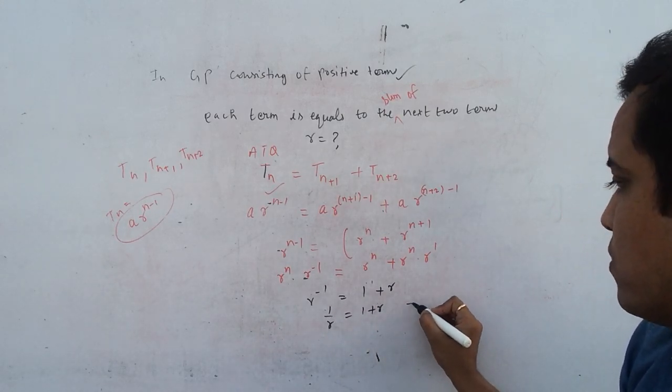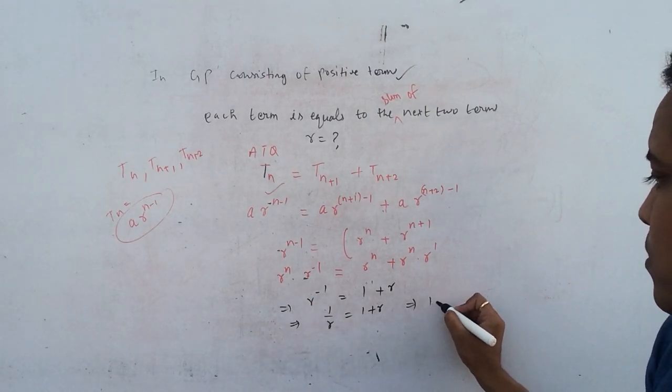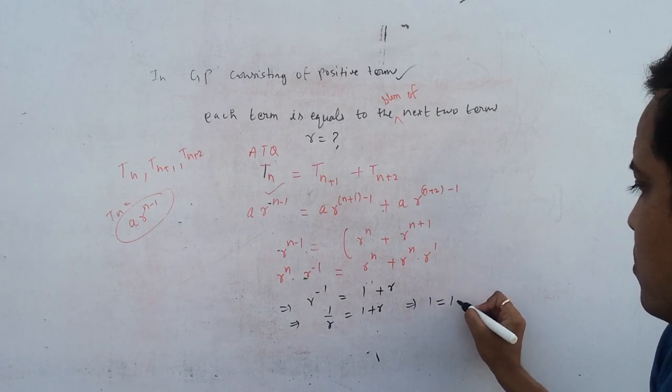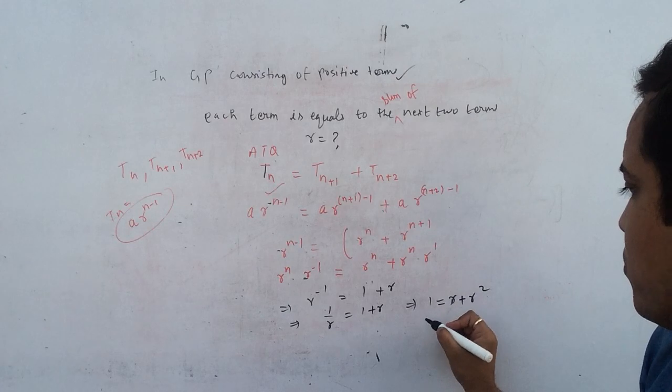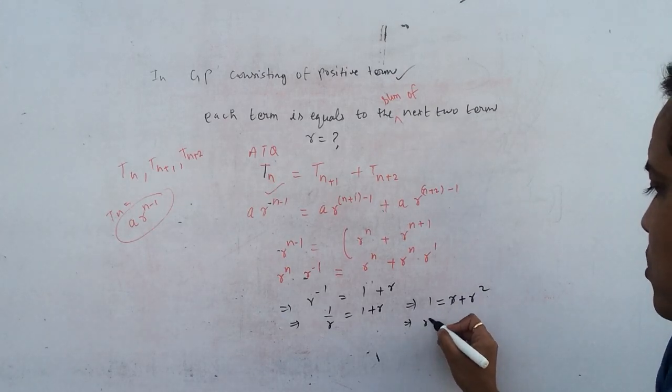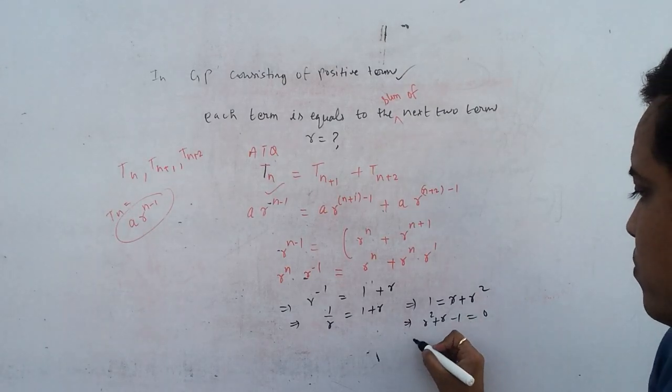What is the meaning of this? You can apply here cross multiply. 1 plus r means r plus r square. So you would get here the quadratic equation r square plus r minus 1 equal to 0.